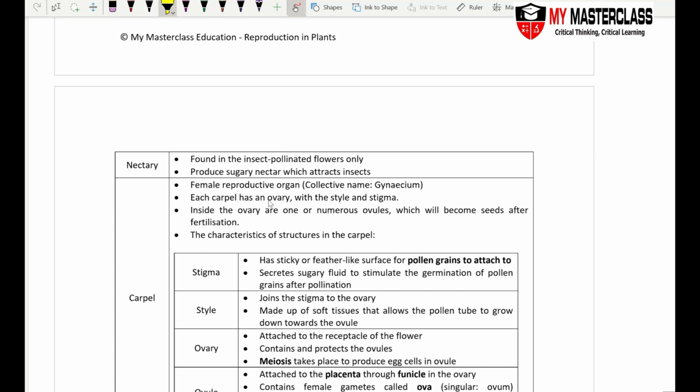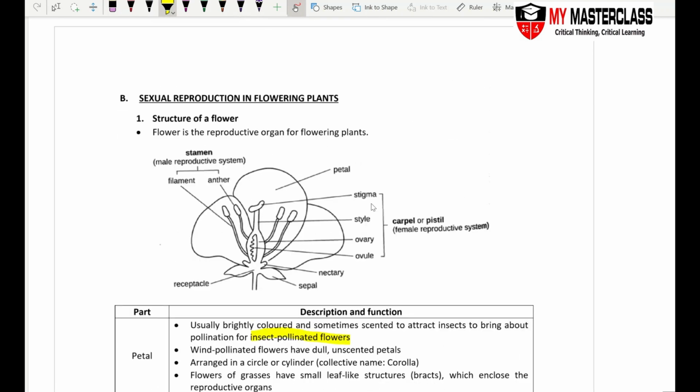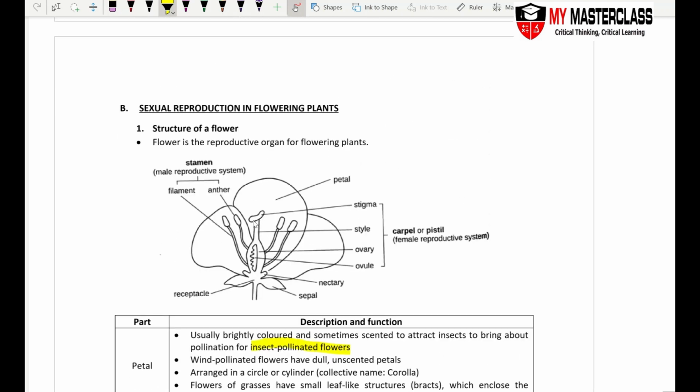The carpel here is the female reproductive organ. You have the ovary, style, and stigma. The stigma is at the top, which is where the pollen grain lands. The style holds the stigma up, and upon fertilization the pollen grain will travel down the style towards the ovaries and the ovules for fertilization.